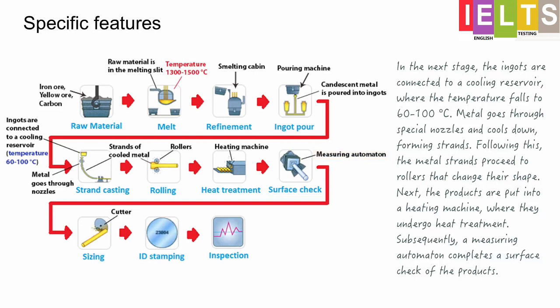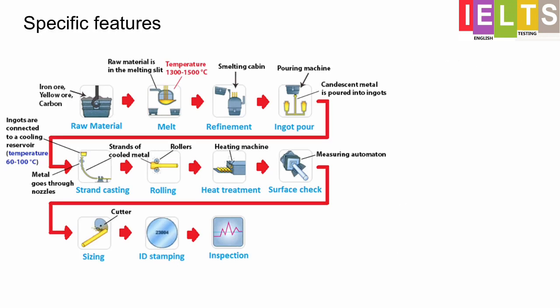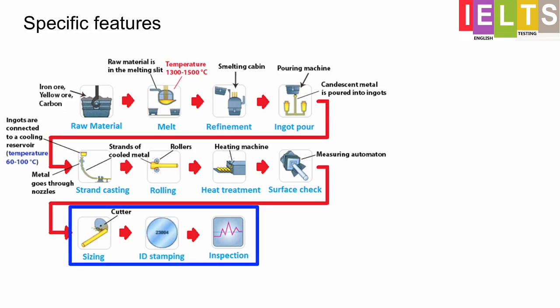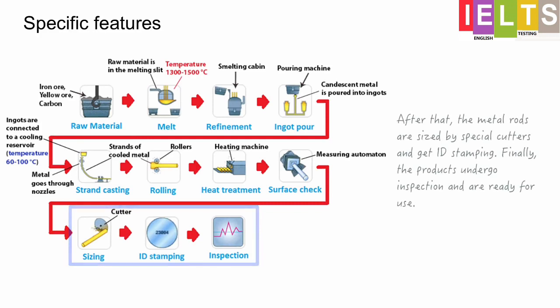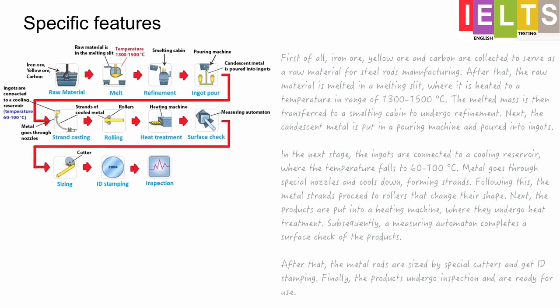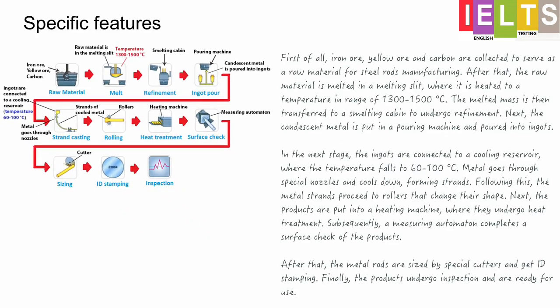As you see, I describe the stages of the process sequentially, using all the information provided by our diagram. And now, only the last 3 stages are left for our third paragraph. This is how I describe them. After that, the metal rods are sized by special cutters and get ID stamping. Finally, the products undergo inspection and are ready for use. Congratulations! We have described all 11 stages of our process. And that's all with our special features. You can take a look at the 3 paragraphs of special features on the right.